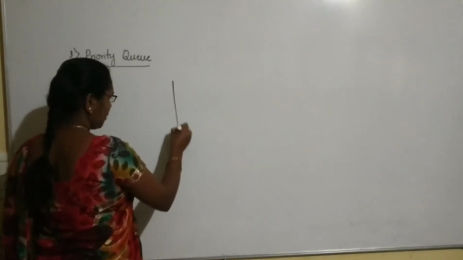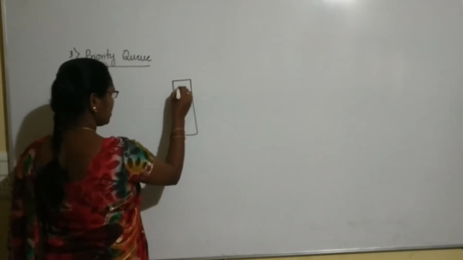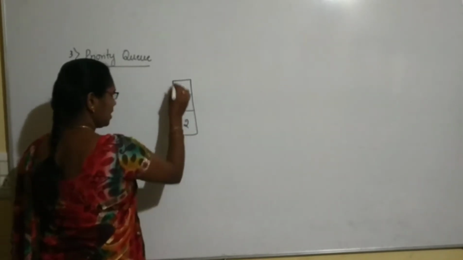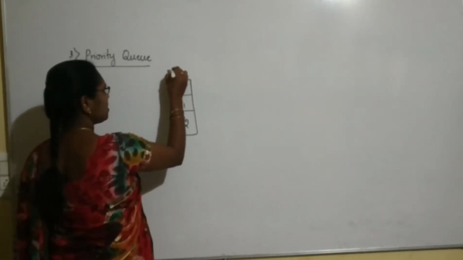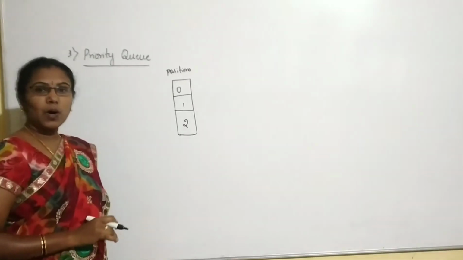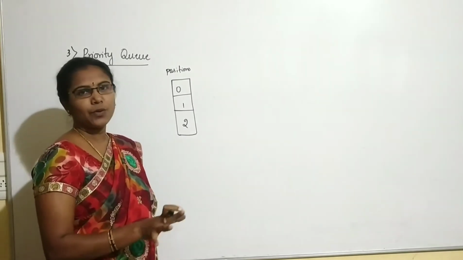Priority queue. So, priority queue is different from simple queue and circular queue. Here, we have taken a queue. The positions we have taken are position 0, position 1, position 2. So, this column we represent as positions. Like the circular queue, the priority queue is a queue.